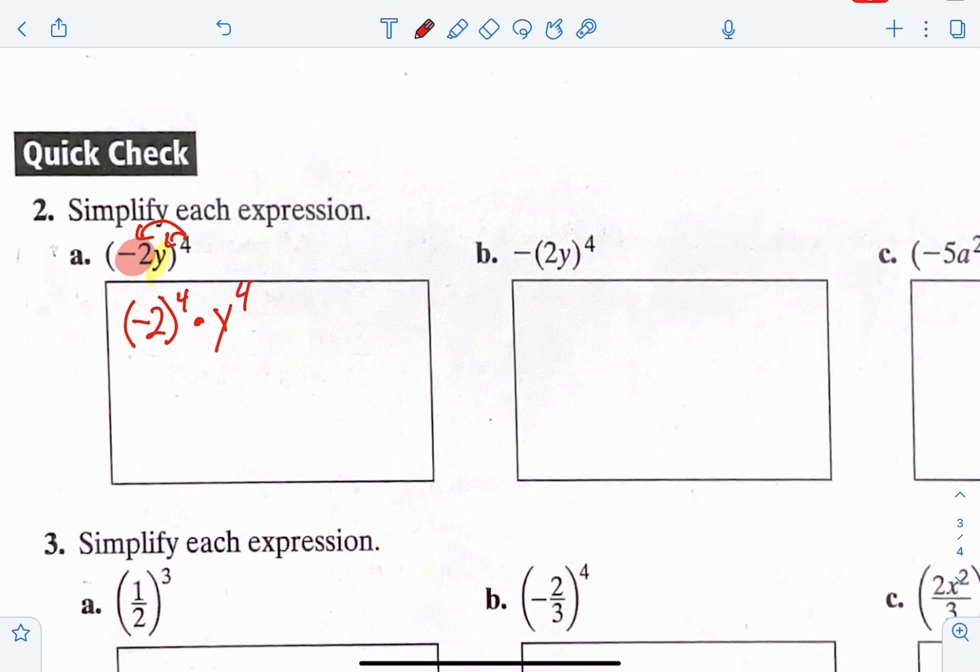-2 in parentheses to the 4th, -2 times -2 times -2 times -2 is going to give me a positive 16 times my y to the 4th, and I end up with 16y to the 4th as my final answer.